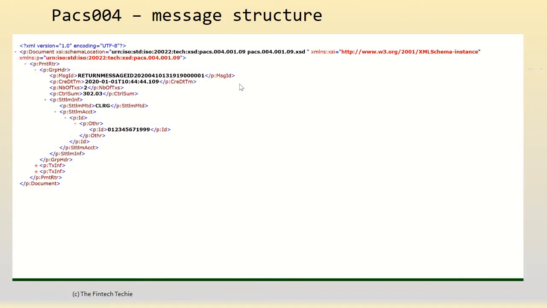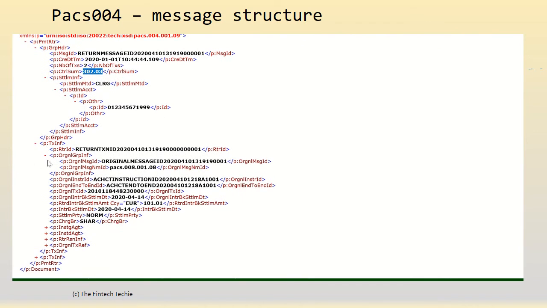Now let's look at a typical pacs.004 message. Here I have opened the message in IE. As you can see, there are two return messages with a cumulative amount of 302.03. So it's made out of two transactions. You can see TxInf and TxInf. These are the two transactions which are there. So let's open one of them.